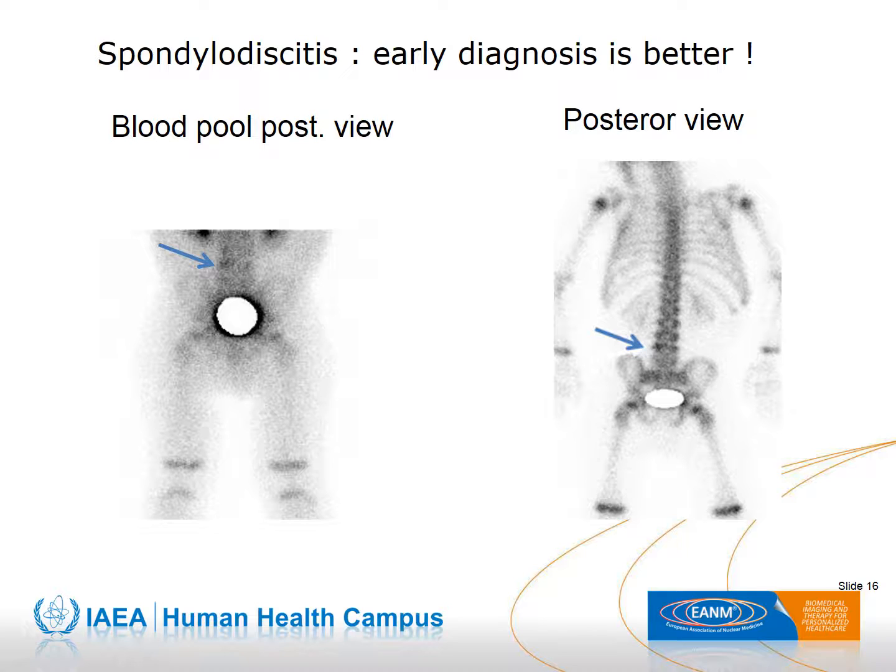On the blood pool view, you can see a small area of hyperemia on the left side of a lumbar vertebra. The delayed posterior view shows a hot spot in the same place. These are the scintigraphic signs of early stage spondylodiscitis.